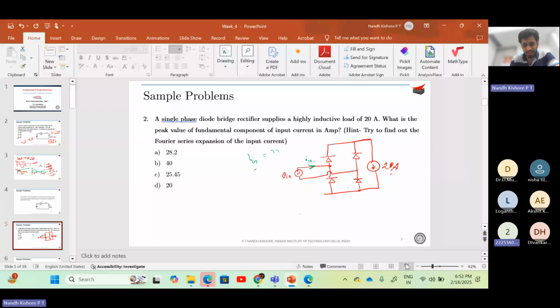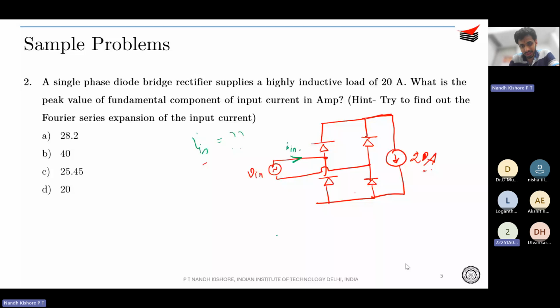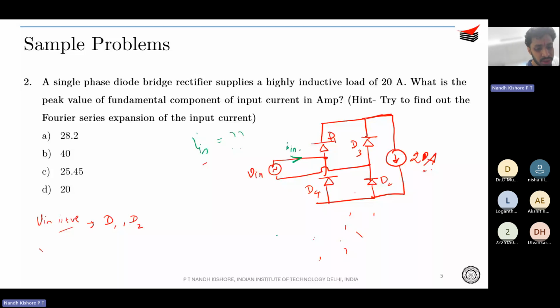Like in the forward bias, D1 and D2 are conducting, and in the negative half cycle, D3 and D4 will conduct. Correct. So you know that, let's say this is D1, this is D2, D3 and D4. During the positive half cycle, D1 and D2 are going to conduct when Vn is positive. When Vn is negative, D3 and D4 are going to conduct.